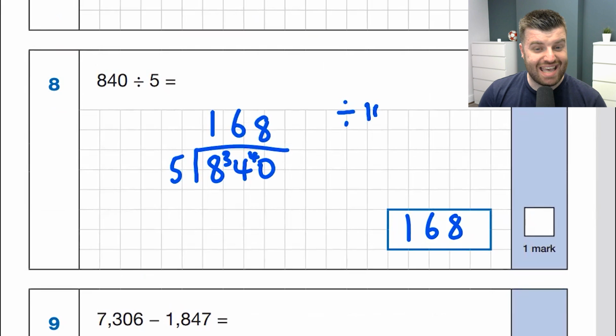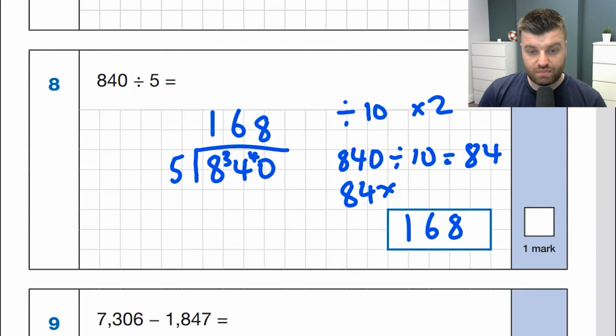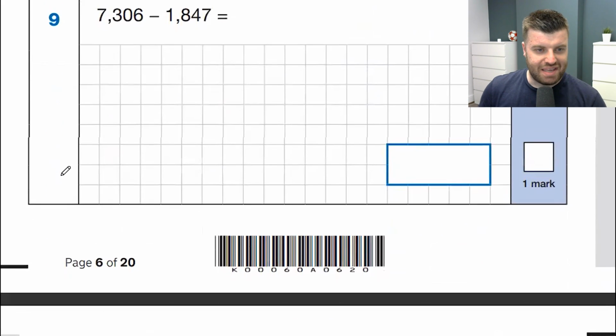Just want to show you a quick shortcut for dividing by 5 here. You can divide by 10 and then times by 2, which might be useful in this question. So 840 divided by 10 is just 84. And then if we double 84, we get the same answer. And that might be something you can do more quickly in your head. Divided by 5 is the same as divided by 10, and then doubling it. Let's take a look at question 9, which is peeking through at the bottom there.